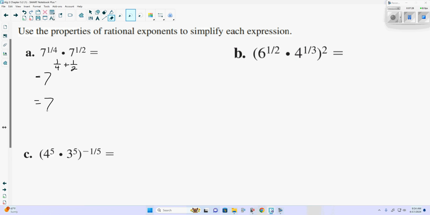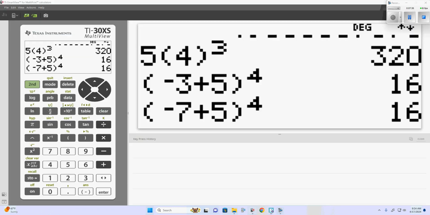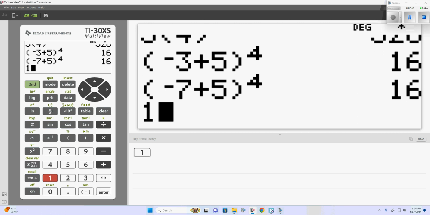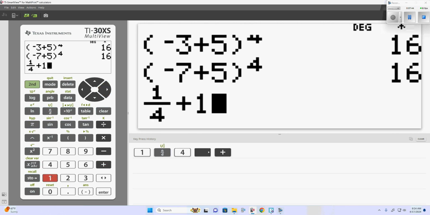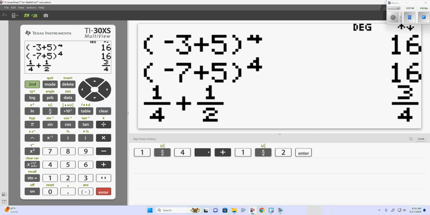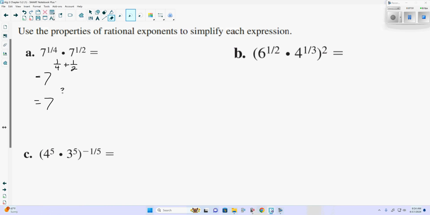But really, what are we trying to do? We're just simplifying. We're not finding a value. We're just trying to get it in simplest form. We want one base here. But we can do part of it in the calculator. Because what are we trying to add? 1/4 and? Which is? So in simplified form, this is 7 to the 3/4. We're trying to get it in simplest terms. As simple as we can get. That's it.